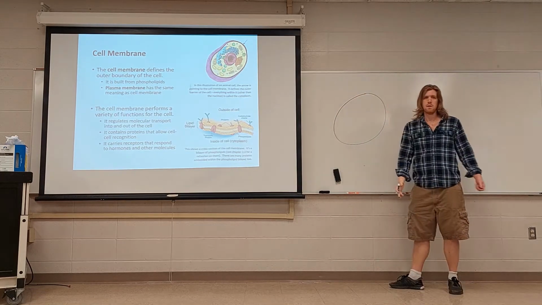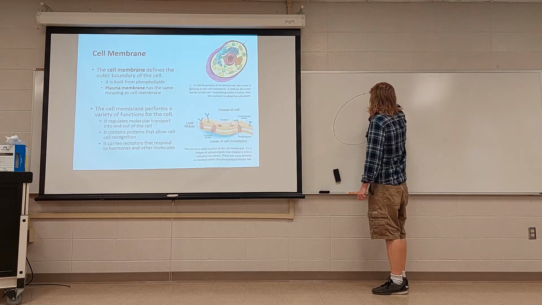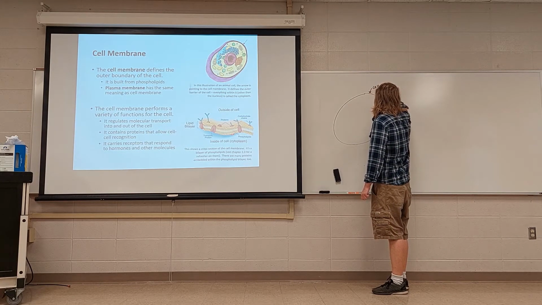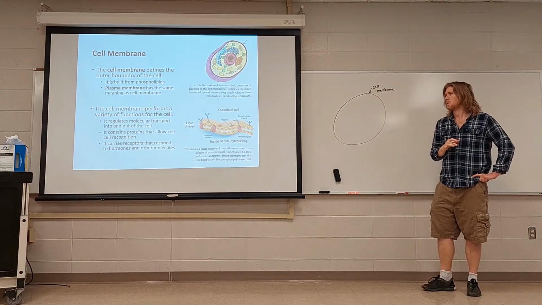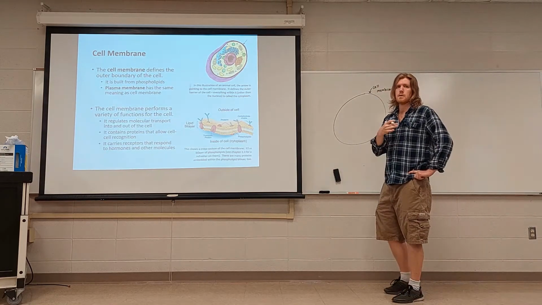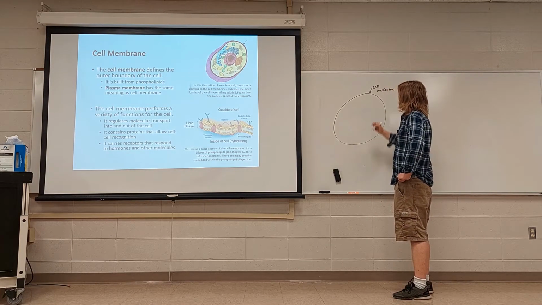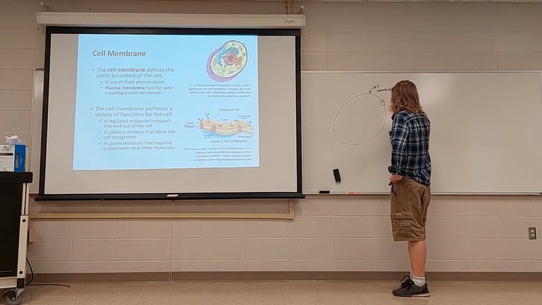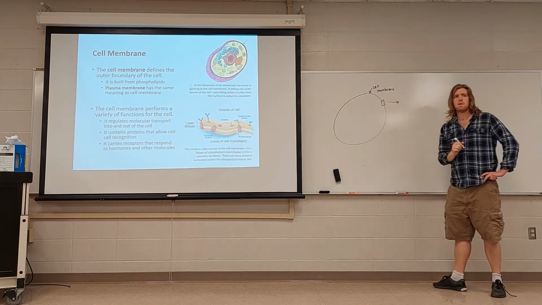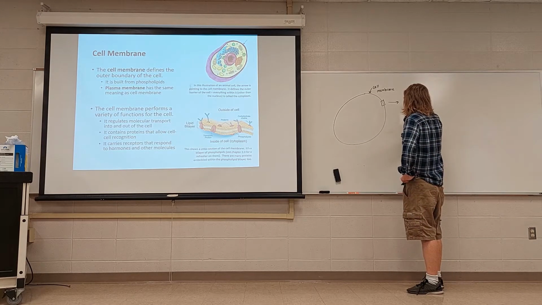Whenever you have a cell, the outer boundary is defined by the cell membrane. In terms of its structure and how it's built, this goes back a couple of lectures. It's 2 molecules thick, and if you were to magnify a little section of it like this, you would notice that it looks something like this.